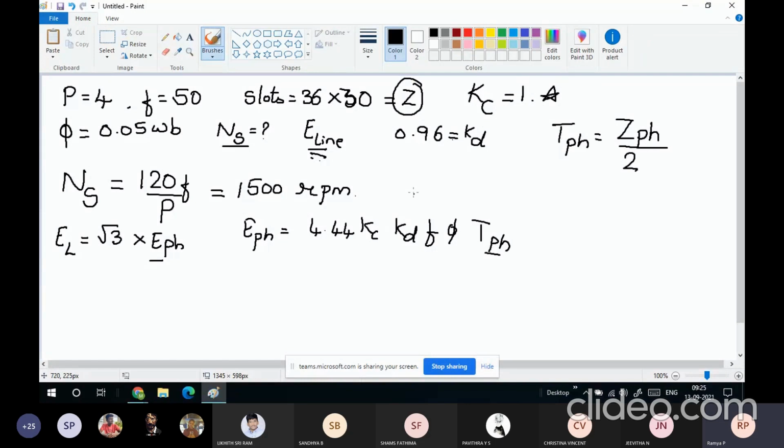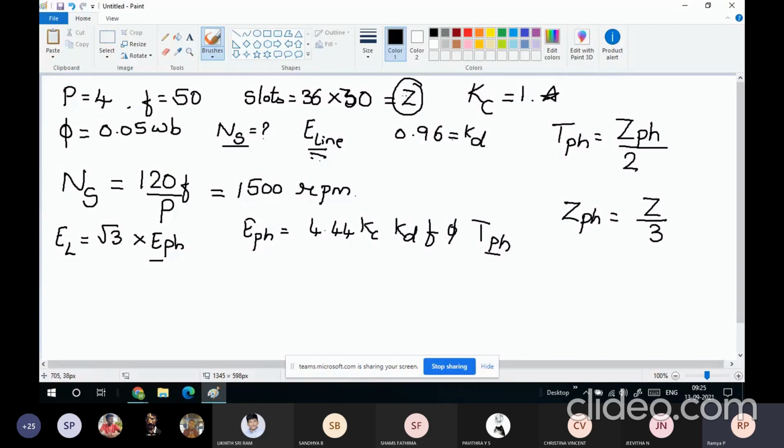Now you have the total number of conductors, and these conductors are in 3 phases. Initially they have given that it is a 3-phase system. So I am going to divide the total number of conductors by 3 for calculating Z phase. How do you calculate Z phase? Z phase is nothing but the total number of conductors divided by 3. So you should calculate this.